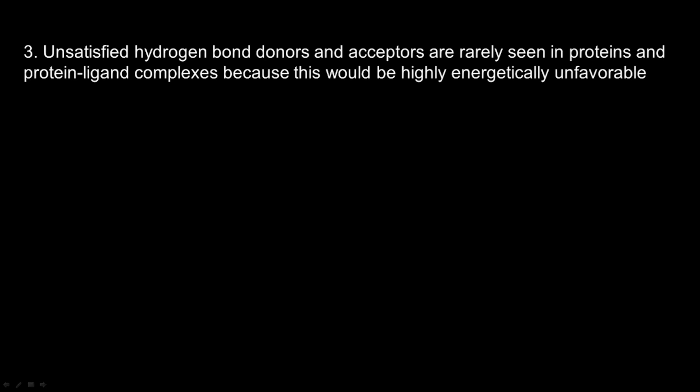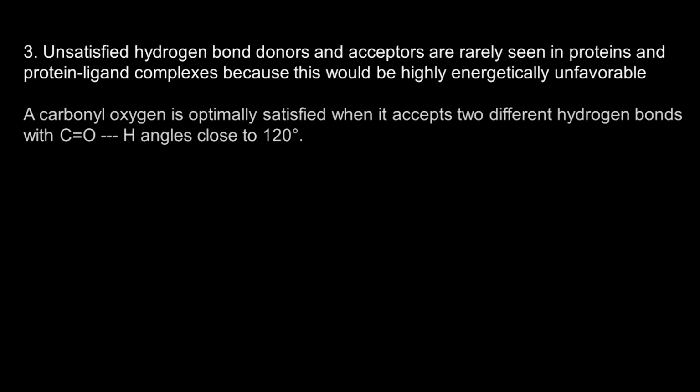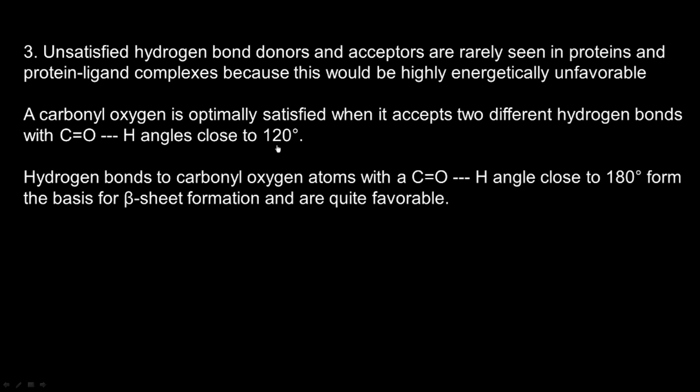A carbonyl oxygen is optimally satisfied when it accepts two different hydrogen bonds, close to 120 degrees. This point you need to keep in mind. So if you have a carbonyl in your ligand and there are two hydrogen bond donors, ideally if it fits there, then that conformation is very suitable. Hydrogen bonds to carbonyl oxygen atoms with the C double bond O...H angle close to 180 form the basis for beta sheet formation, and that is also quite favorable.